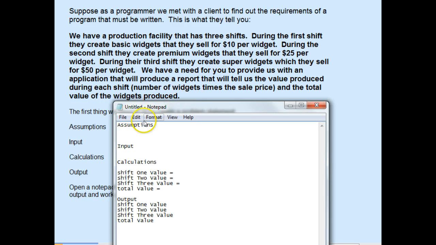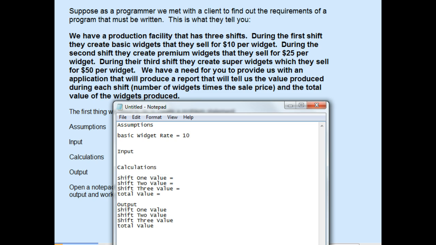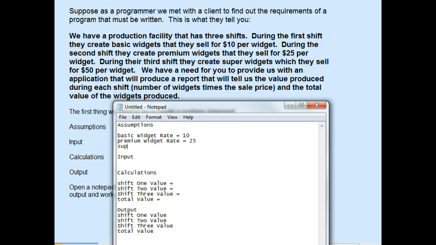So the best thing to do, after figuring out what your output is and where you're going to get your output from, is go ahead and document our constants. So we have a basic widget rate, and that is equal to $10. And then we have a premium widget rate, and that is equal to $25. And then we have a super widget rate, and that is equal to $50.